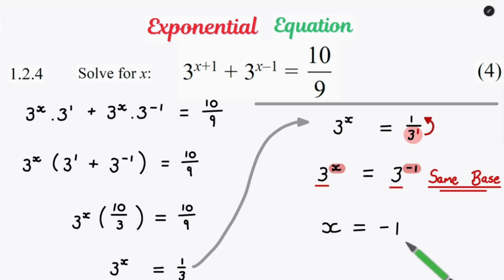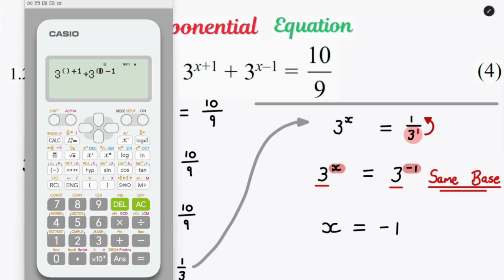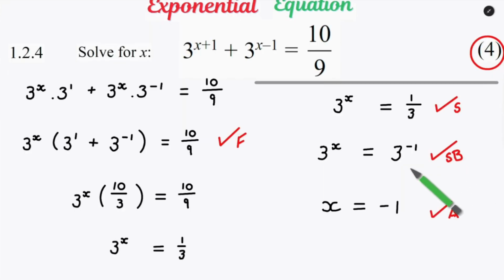But I like to check myself, so let's grab our calculator quick. So you just grab your calculator, type in the original left-hand side, but instead of x's, you leave open brackets like that, and then you put your answer inside of those open brackets. So if I put minus 1 here, and I put it in this other little bracket here, press equals. Check what it gives me, and yes, it's 10 over 9. And your 4 marks come from the factorization, the simplification, same bases, and answers.